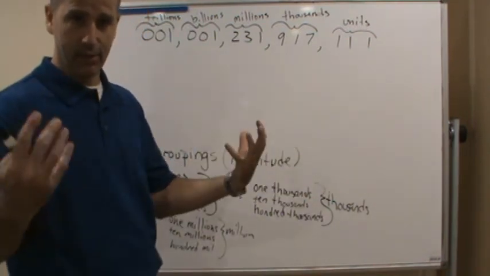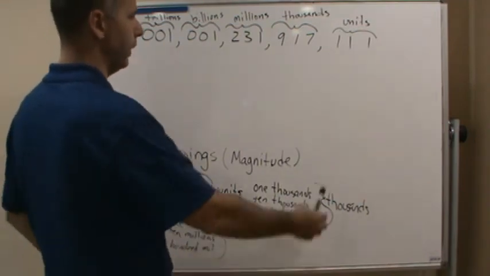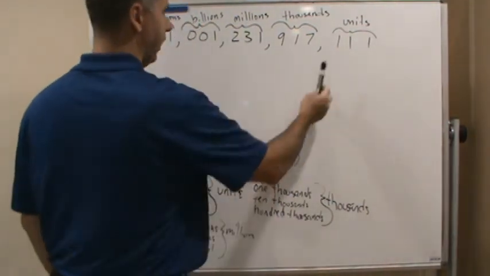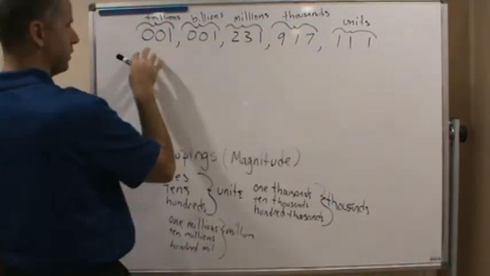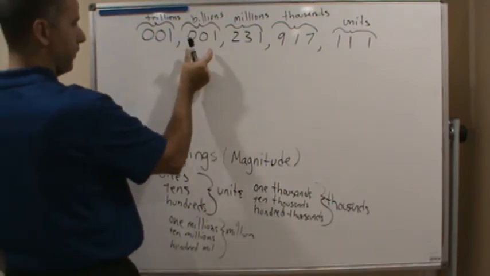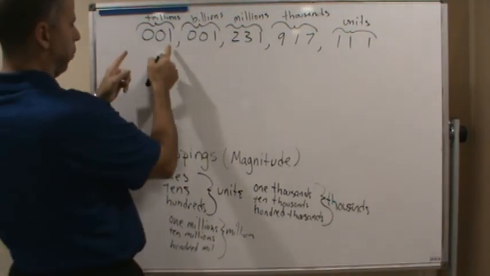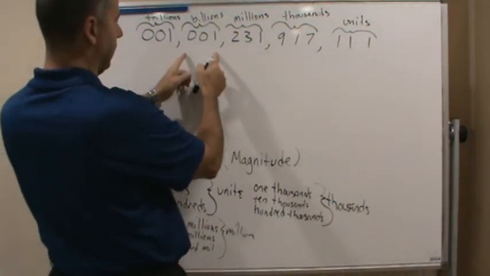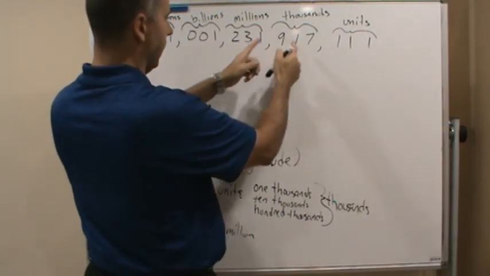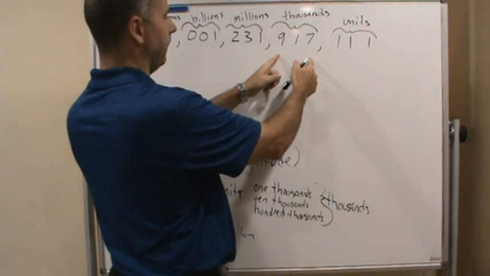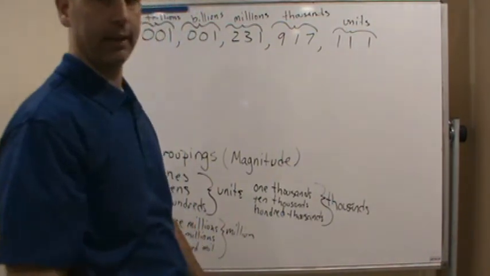I mean, we do things to make it easier for us, right? So every grouping of 3, we know that, hey, this is 3, 6, 9, 12. So 12 zeros gives me the trillions. So it's followed by 12 zeros. I'm in the trillions. So here, this is 1 trillion, 1 billion, 231 million, 917,111. And that's it.